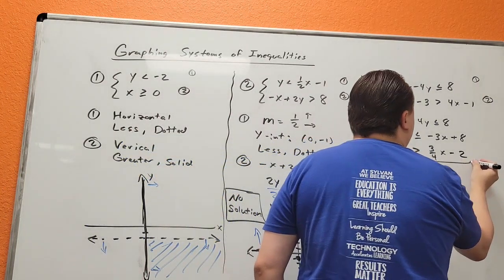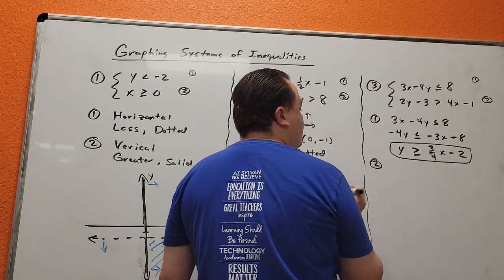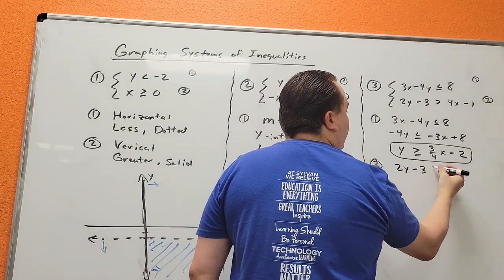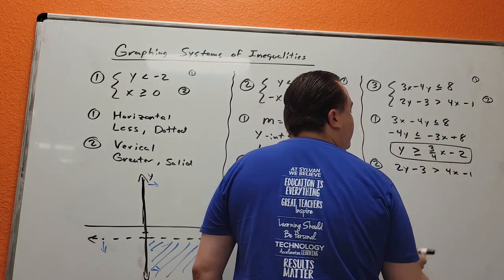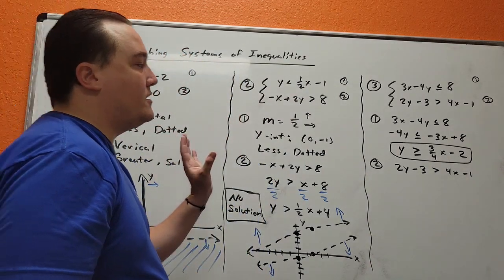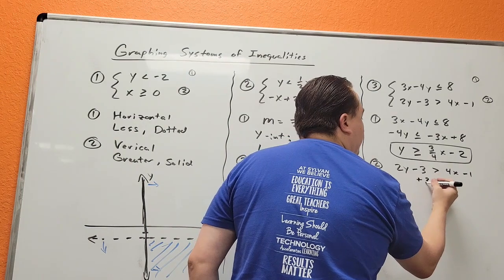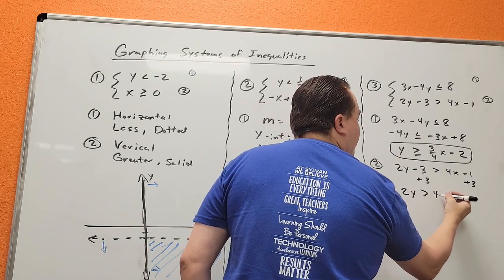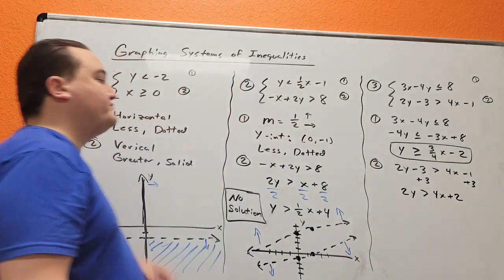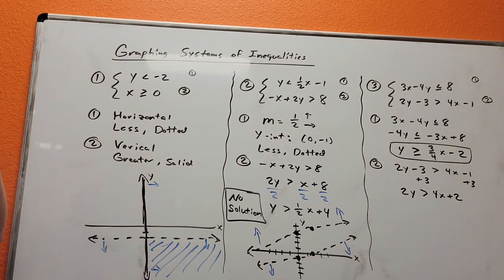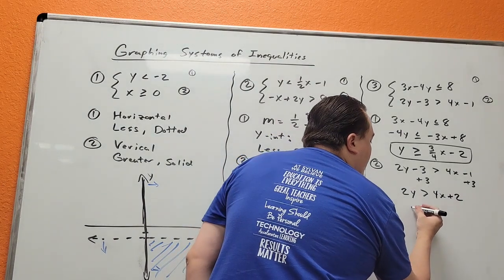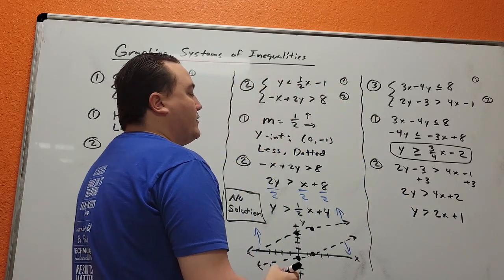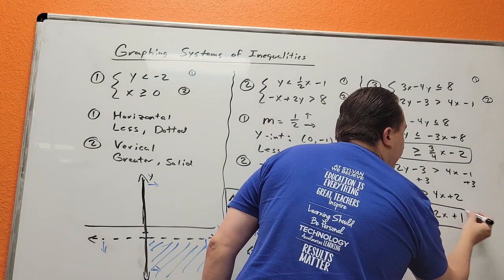So there's the first line we're graphing. 2. 2y minus 3 greater than 4x minus 1. Probably want our constants all over on that side, so we're going to add 3. So we have 2y is greater than 4x plus 2. And y is greater than 2x plus 1. Now we can graph both of these. To do that, I'm going to erase problem number 1.